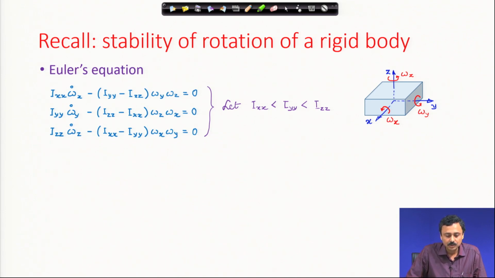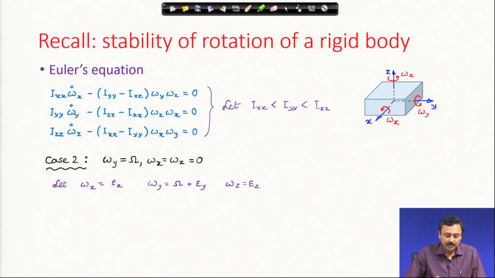Recall, we had discussed Euler's equation. Whenever we discuss rigid bodies, unsymmetric rigid bodies, we consider this body fixed frame. Here I have shown x, y, z as the body fixed frame of an unsymmetric body, and I have considered this ordering: I_xx is less than I_yy is less than I_zz. We have Euler's equation written in the body fixed frame, and this frame is the principal body fixed frame. Therefore, we have Euler's equation in very simple form.